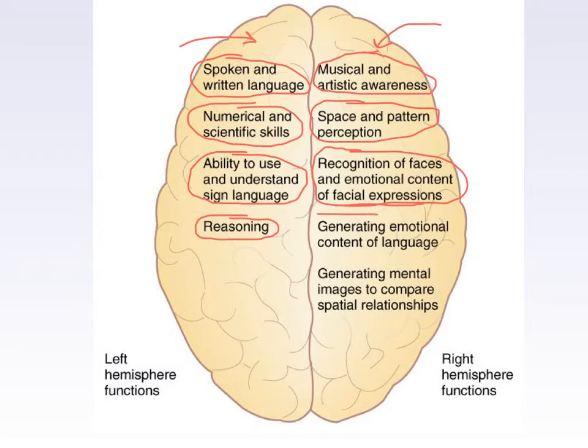Also generating emotional content of language. So another thing of, is this person mad when they're talking to me, or are they happy with me? And last, generating mental images to compare spatial relationships. So these are things that the right and left hemispheres specialize in.